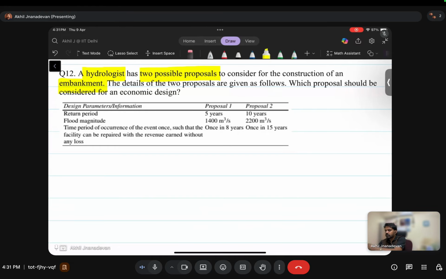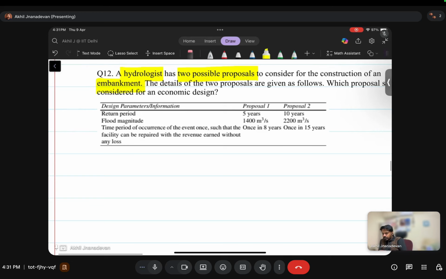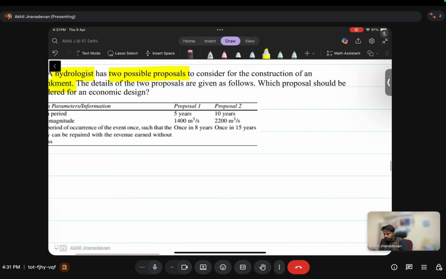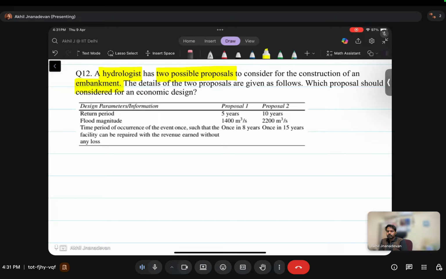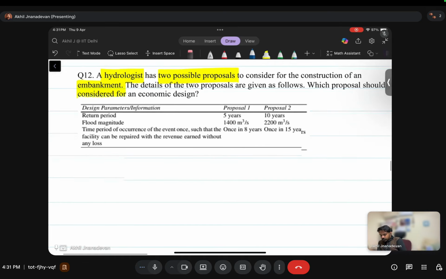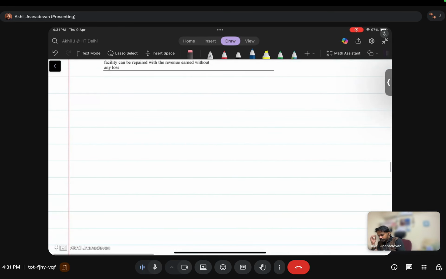So there is no need of any additional fund. With the revenue generated, we can go for a repair once in 8 years for proposal one, and once in 15 years for proposal two. If you understand this question clearly, then we can directly start with defining our random variable. The first thing we do in any question, as we did in the questions above, is define the random variable.